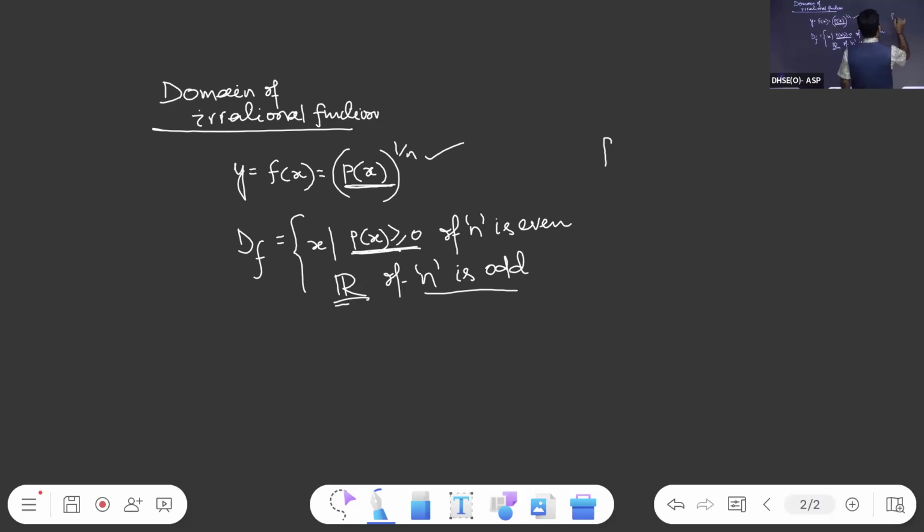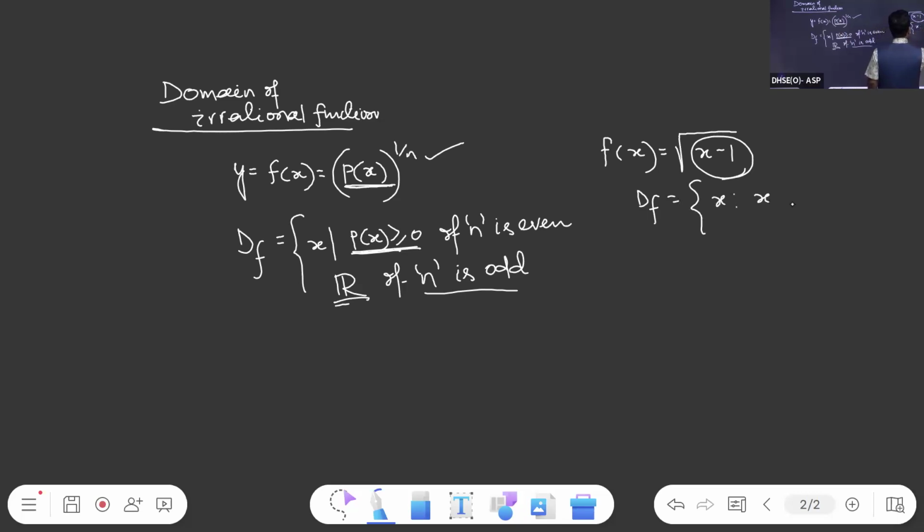Suppose the function is f of x is equal to under root x minus 1. For the function to be defined, the expression within the under root should be greater or equal to 0. We can write domain f is equal to, because it is an even root, a square root, the set of all x such that x minus 1 should be greater or equal to 0. X minus 1 greater or equal to 0 implies x is greater or equal to 1. This implies x belongs to 1 to infinity, right?